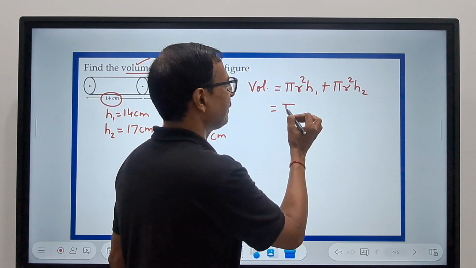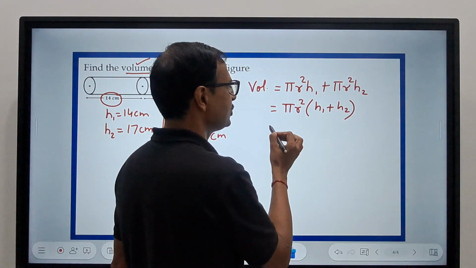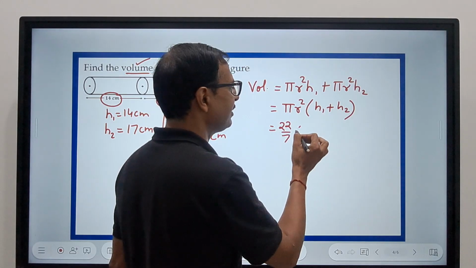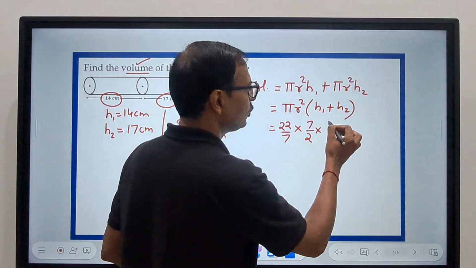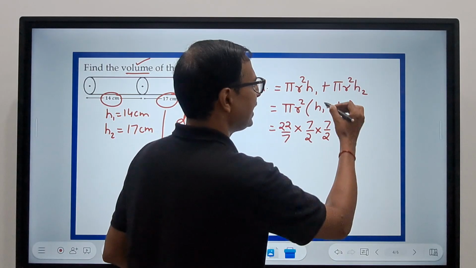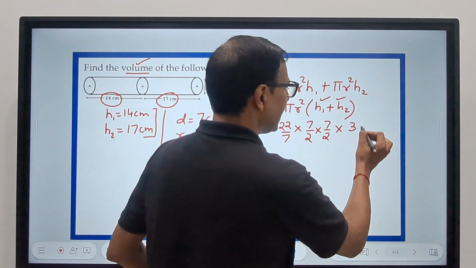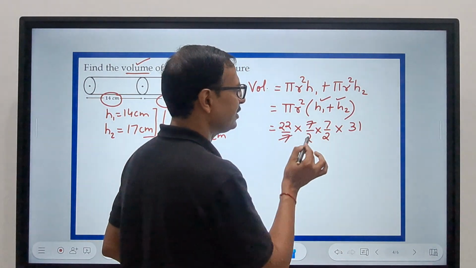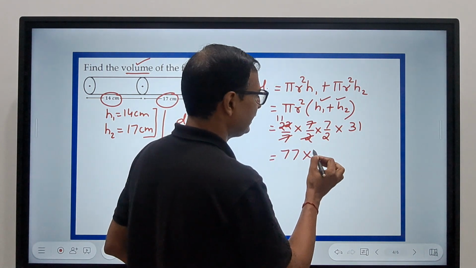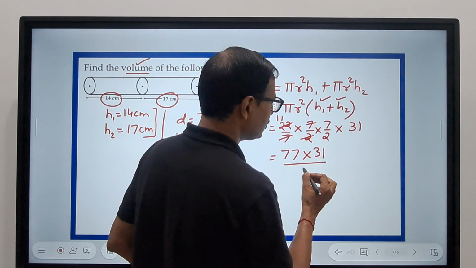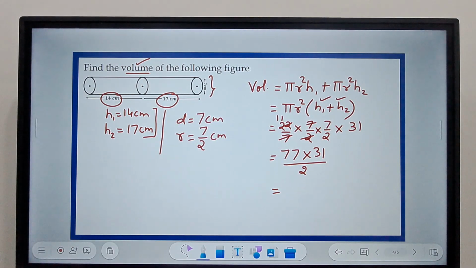And now I'll take pi r square out, and I'll have h1 plus h2 left in the bracket. So I can put the values 22 upon 7. R, what is r? 7 by 2, right? So 7 by 2 times 7 by 2, because it is square, times h1 plus h2 is 14 plus 17, that is 31. So I'll put 31 here. So 7 cancels 7, 2 cancels this 11 times. 11 times 7 is 77, and times 31, and divide that by 2, you will get your answer for the question. So I can leave that as a DIY for you.